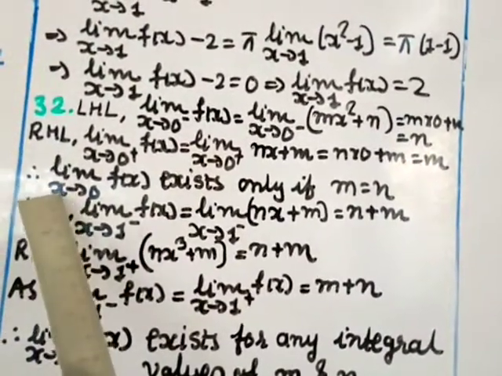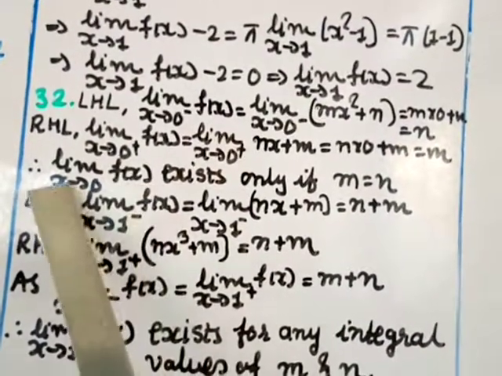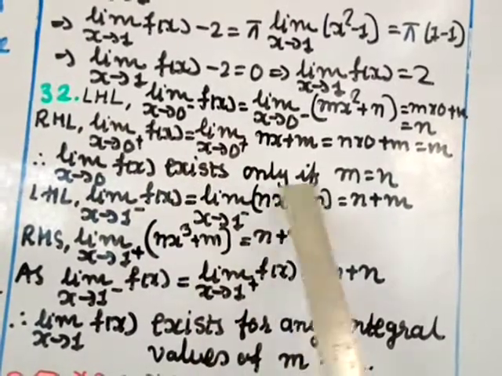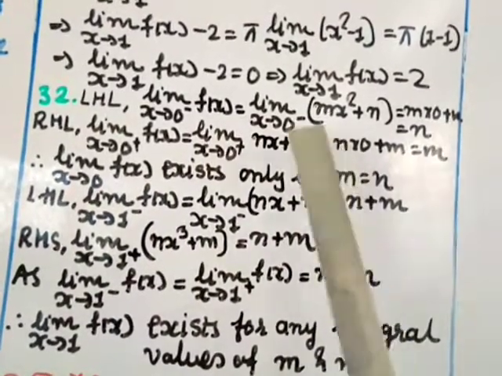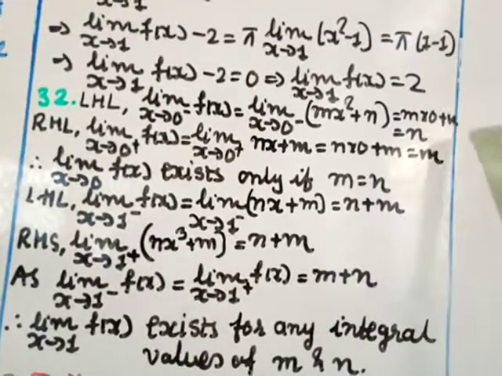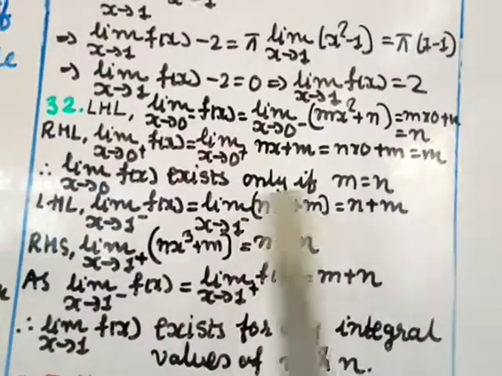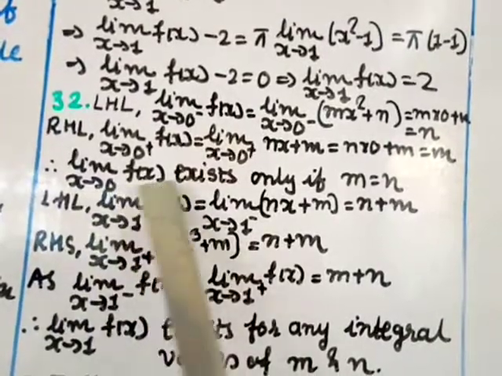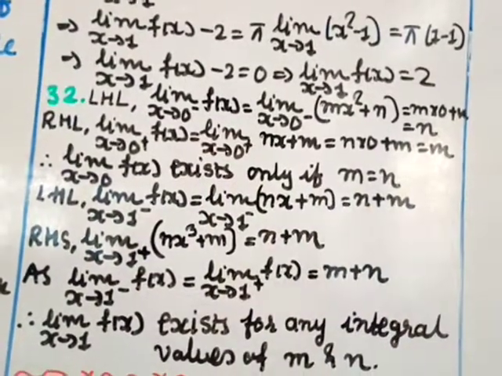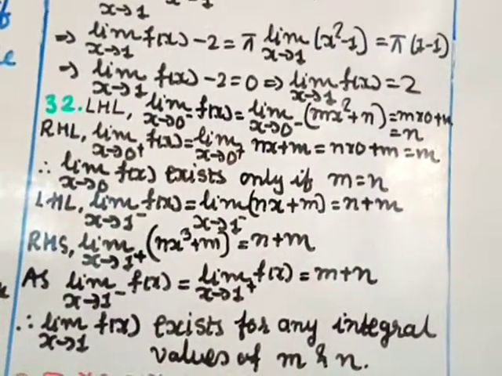Therefore limit x tends to 0 of f(x) exists only if m is equal to n. So this limit exists if and only if these m and n are the same numbers. Okay, so we have concluded for the first part, that limit x tends to 0 of f(x) exists only if m is equal to n. Now for the second part we have to check for 1.